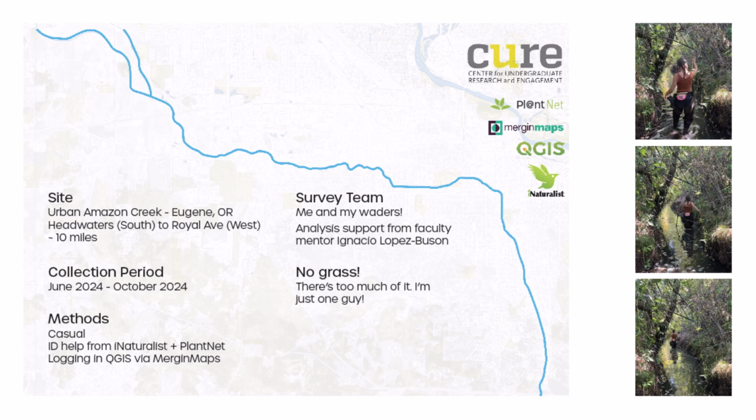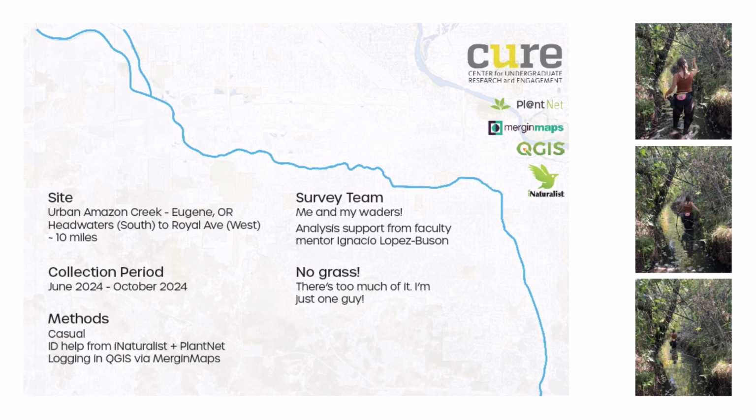So, as I said before, last summer I was fortunate enough to receive an undergraduate research grant to conduct this survey along the entire urban creek. Over the course of that summer, I walked just under 10 miles of creek in my hip waders from the headwaters in South Eugene to Royal Avenue near the city limits in Far West.